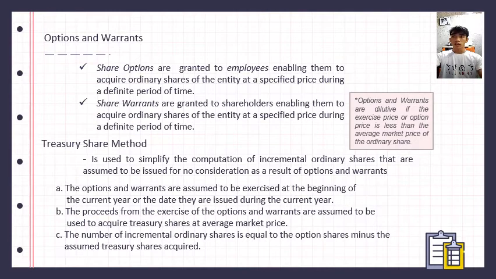The options and warrants are assumed to be exercised at the beginning of the current year or the day they are issued during the current year. The proceeds from the exercise of the options and warrants are assumed to be used to acquire treasury shares at the average market price, and the number of incremental ordinary shares is equal to option shares minus the assumed treasury shares acquired.